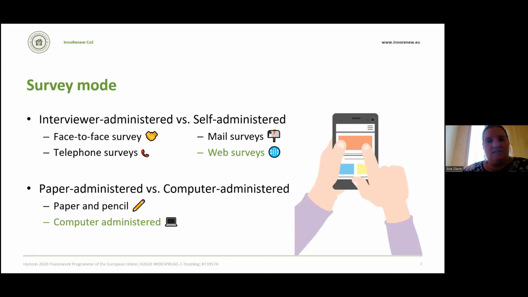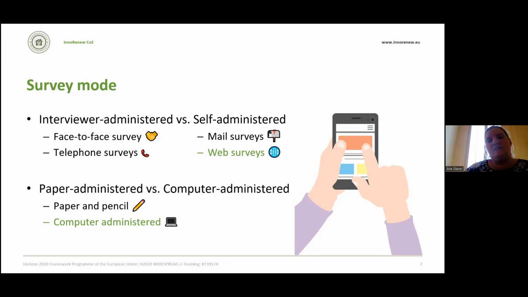As I mentioned, traditionally other survey modes were used. We distinguish between interviewer-administered and self-administered. Web surveys are self-administered. So you have a person who is responding to a survey. There is no interviewer. Even now, interviewer-administered surveys are still used by statistical offices and other organizations. We have face-to-face surveys and telephone surveys, where you have a person actually asking questions. A web survey is self-administered, so the respondent is alone with the survey.